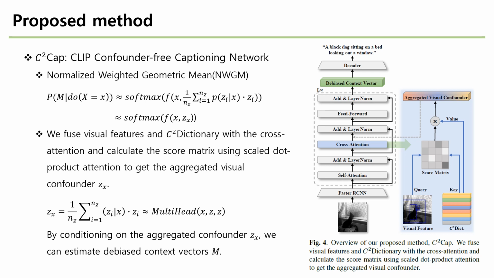To implement NWGM, we use cross-attention. We fuse visual features and the C2 dictionary with the cross-attention and calculate the score matrix using scaled dot product attention to get the aggregated visual confounder ZX. By conditioning on the aggregated confounder ZX, we can estimate debiased context vectors M. Then, we put the debiased context vector into the decoder, which is the same as the baseline, to generate the corresponding captions. Eventually, C2 CAP is trained to be free from the negative effects of the confounders and generates debiased captions.